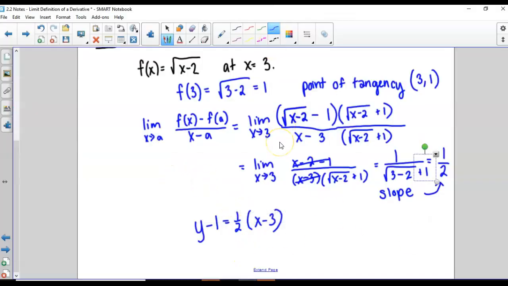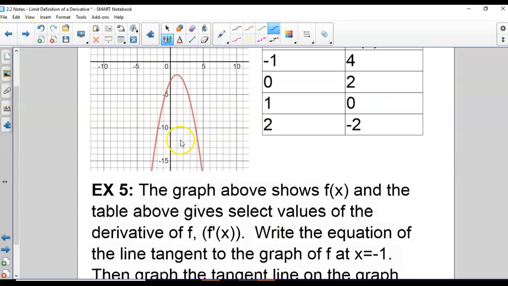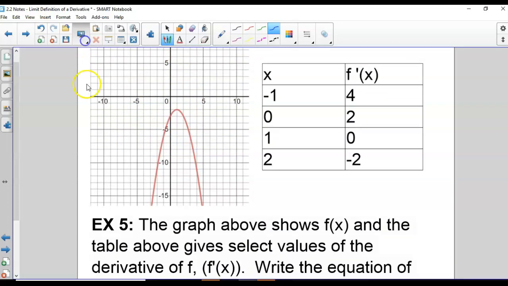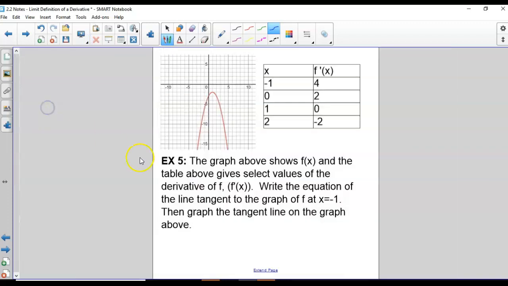Questions? Alright, here's another one. This one is easier but harder at the same time. So we've got the graph above shows f of x, and the table above gives select values for the derivative f prime of x. Write the equation of the line tangent to the graph of f at x equals -1, then graph the tangent line on the graph above.